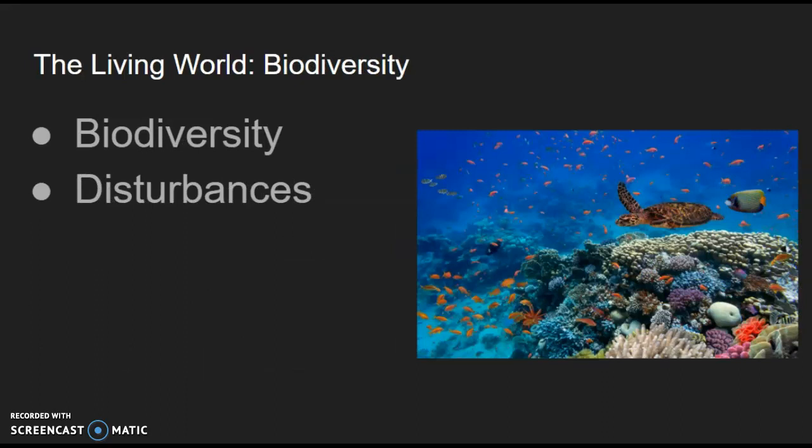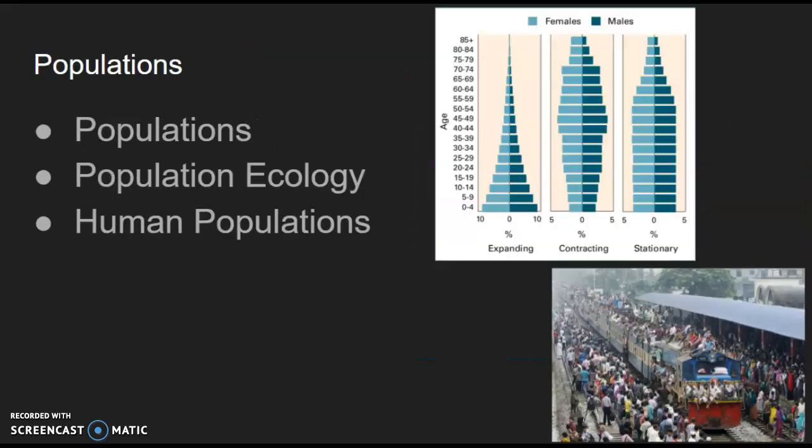Following that, Unit 2 will look at different biodiversity and things that may disturb or affect that biodiversity. Unit 3 will look at different populations, human populations, animal populations, and how they affect the environment.